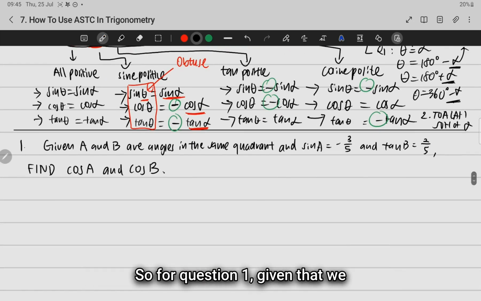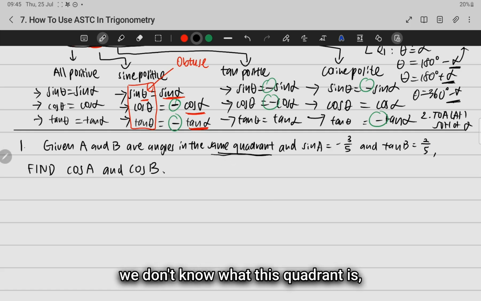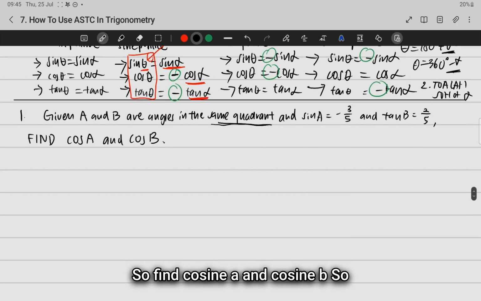So for question 1, given that we have two angles A and B, right? A and B lie in the same quadrant, but we don't know what this quadrant is. So later on we will need to find out. And sine A equals negative 3 over 5 and tangent B equals 2 over 5. So find cosine A and cosine B.